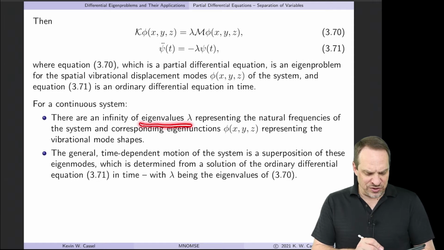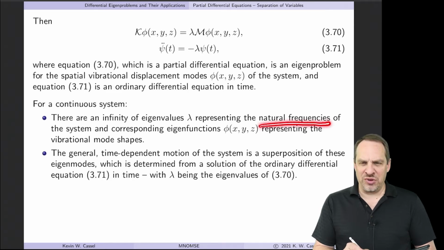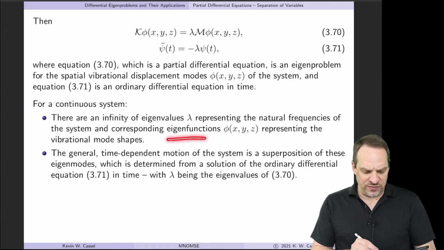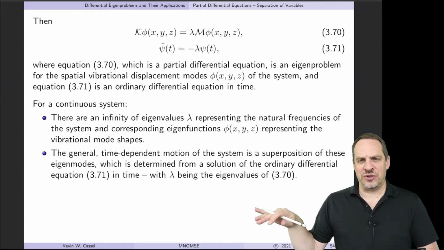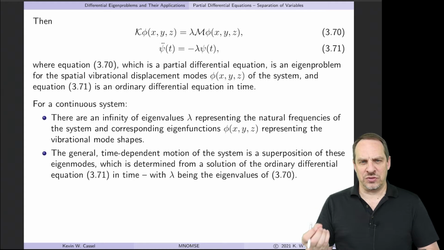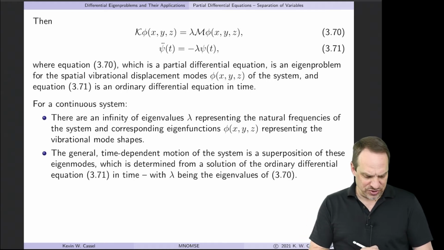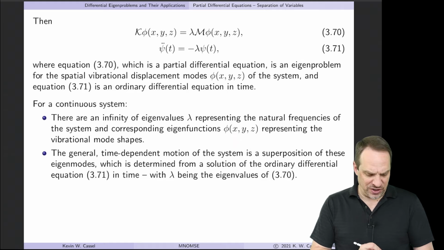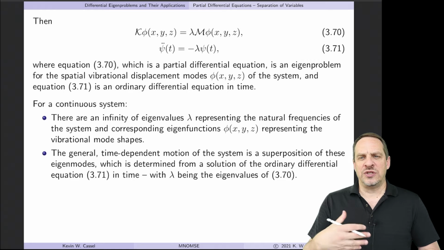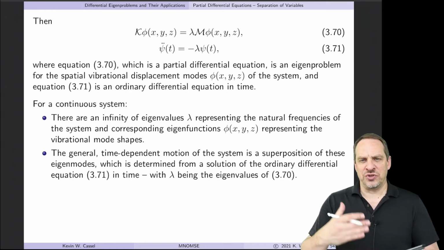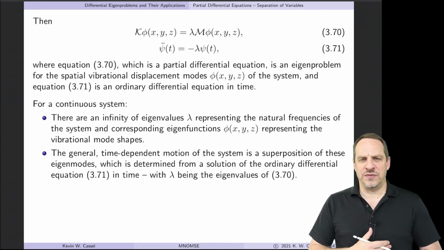The eigenvalues themselves, the lambdas, are going to be related to the natural frequencies of vibration of the system. And the eigenfunctions, the phis, are going to be the vibrational mode shapes. If you imagine plucking a string, there's the shape of the string, and that's made up of an infinity of spatial modes, or vibrational mode shapes. Those are the phis, of which there'll be an infinity of them. And then the time dependence of those infinity of spatial modes, depending on the initial conditions for the system, will determine how much of each mode there is at any given time.